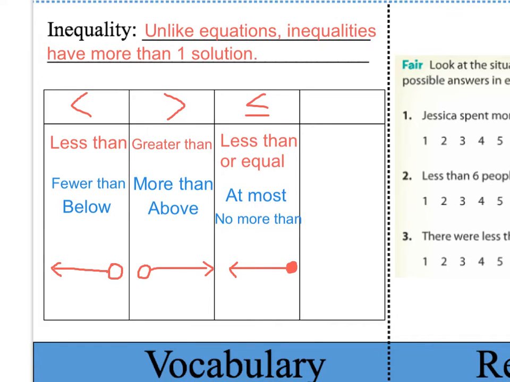The last symbol is the greater than or equal to symbol, and some keywords for this symbol are at least and no less than. The graph would be shown with a solid circle on a number line, and you would shade everything to the right of that circle, because everything to the right of that circle means it's greater than. The solid circle means that it's equal to.